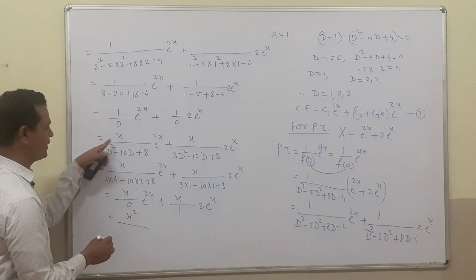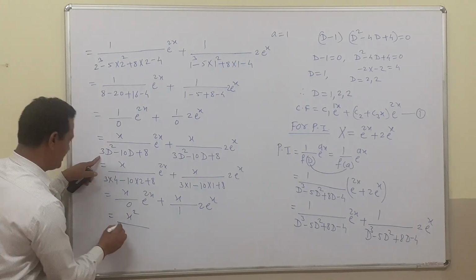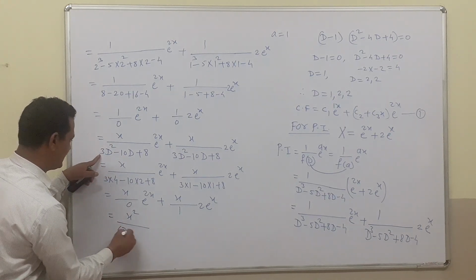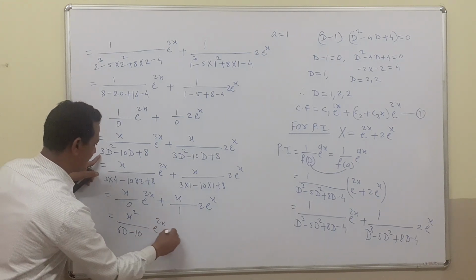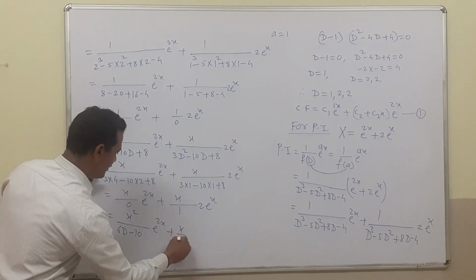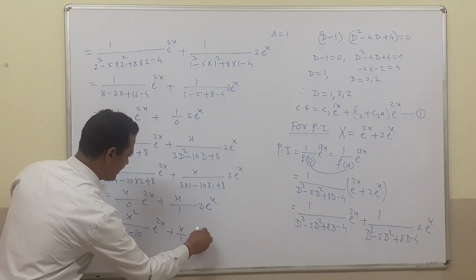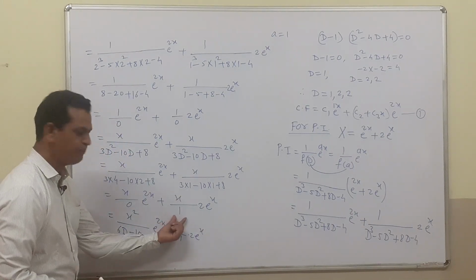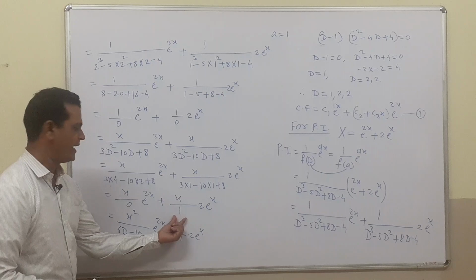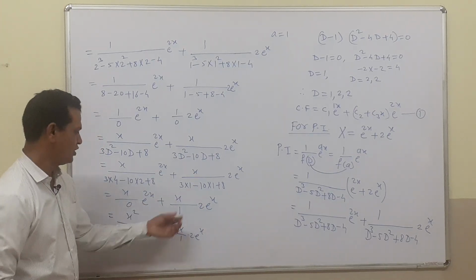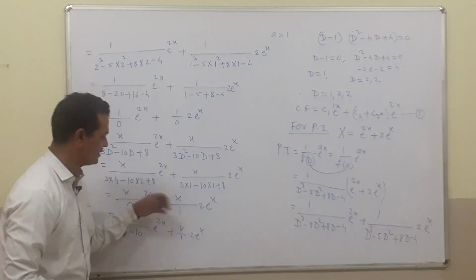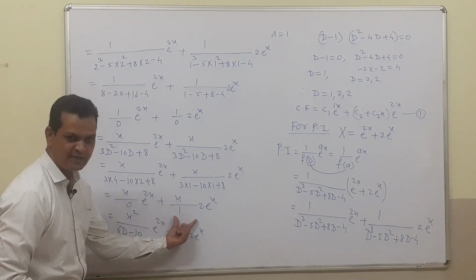So this is x into x, x square, into 3 to the power d minus 10, into e raised to 2x plus x upon 1 into 2 e raised to x as it is, because here we get constant term in the denominator and d term is absent in this equation. So write down this equation as it is. So this term will get over. That means this is the final solution for the second part.